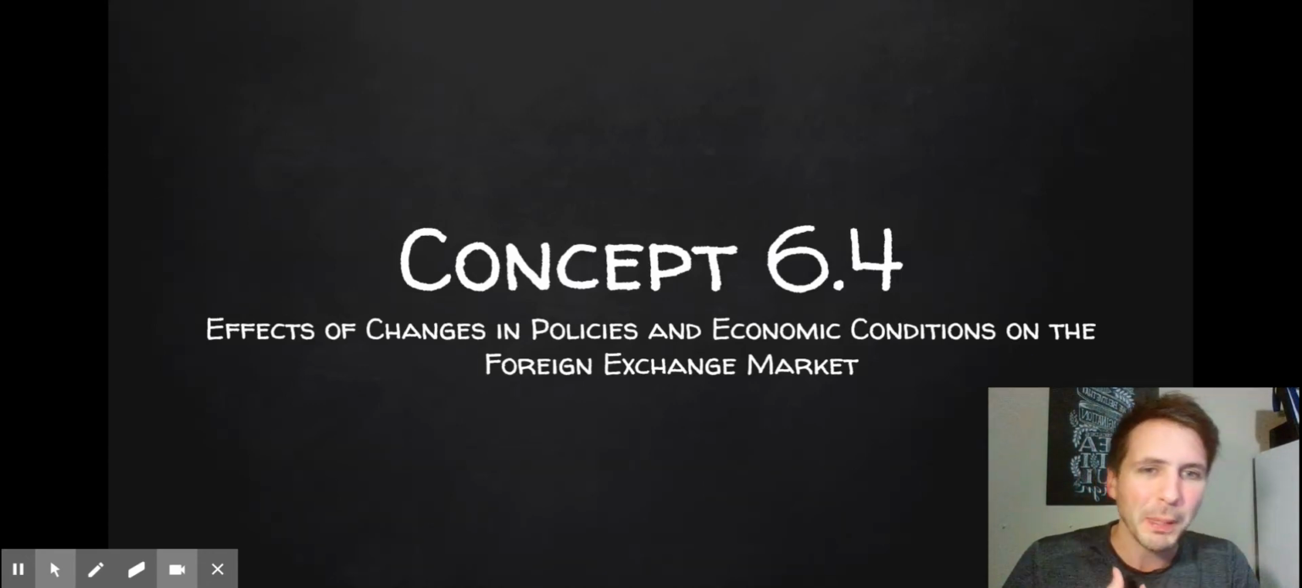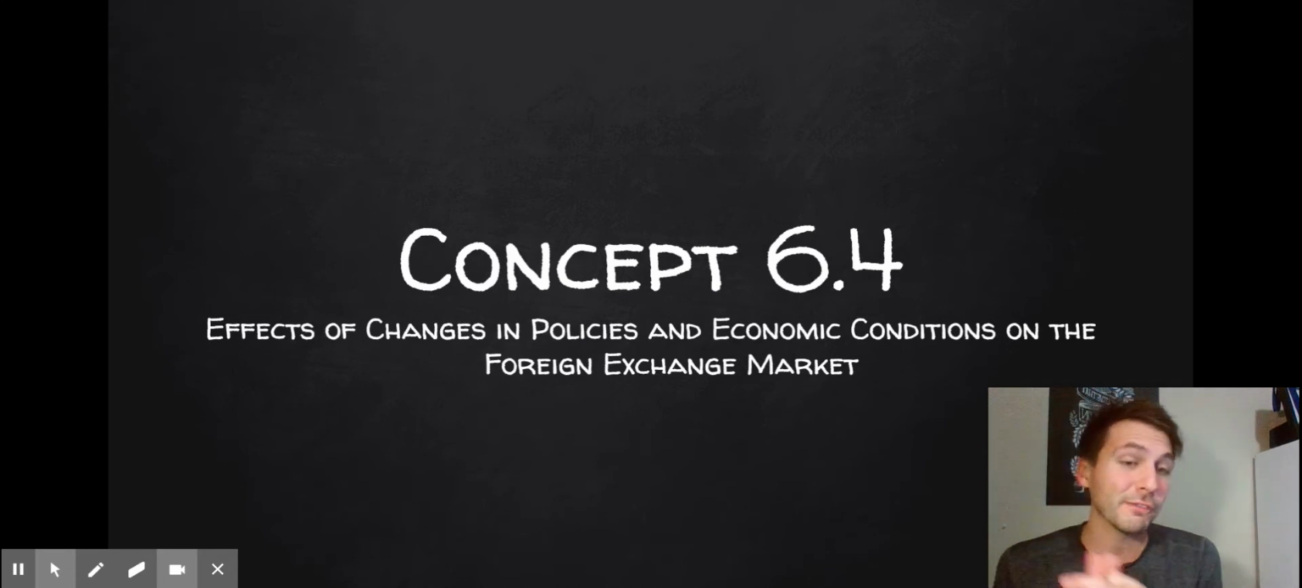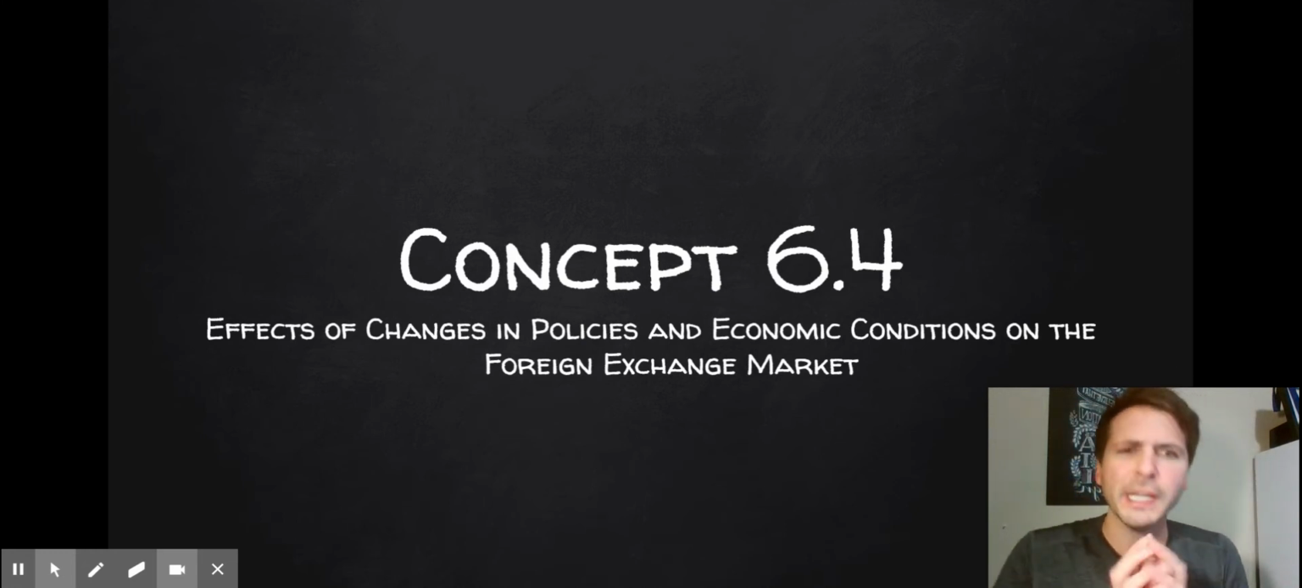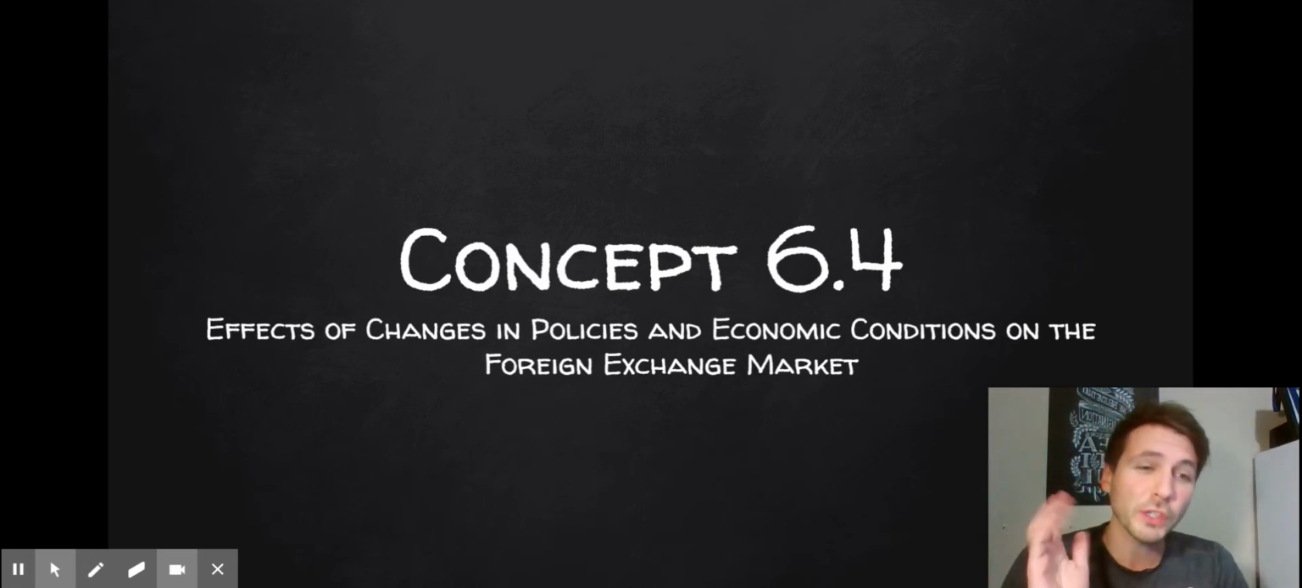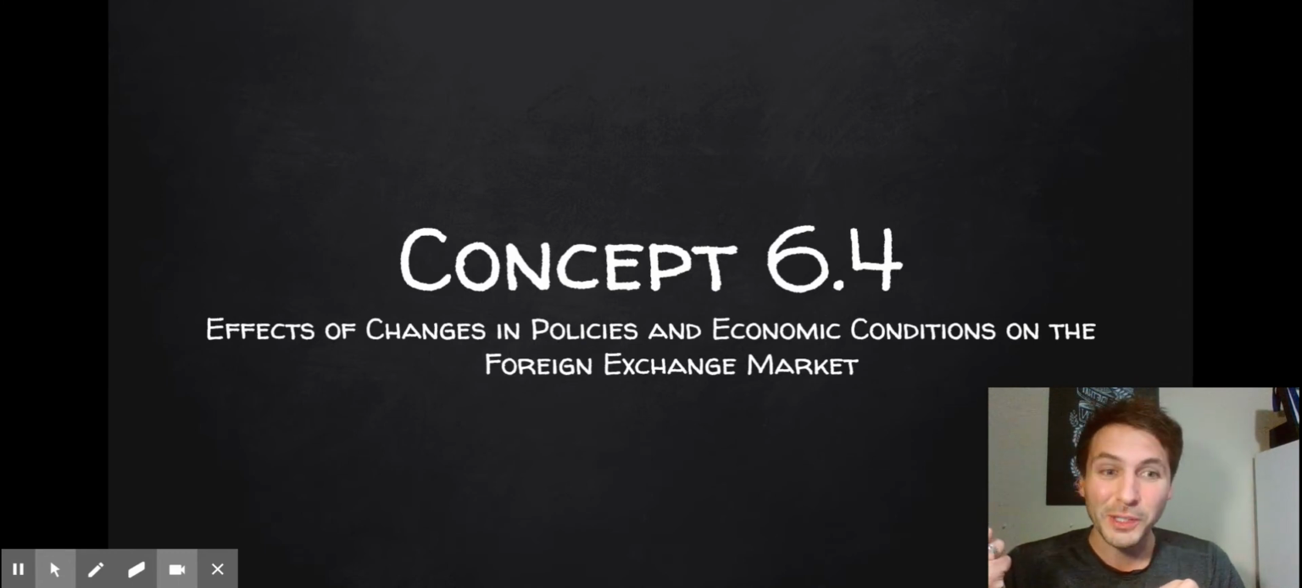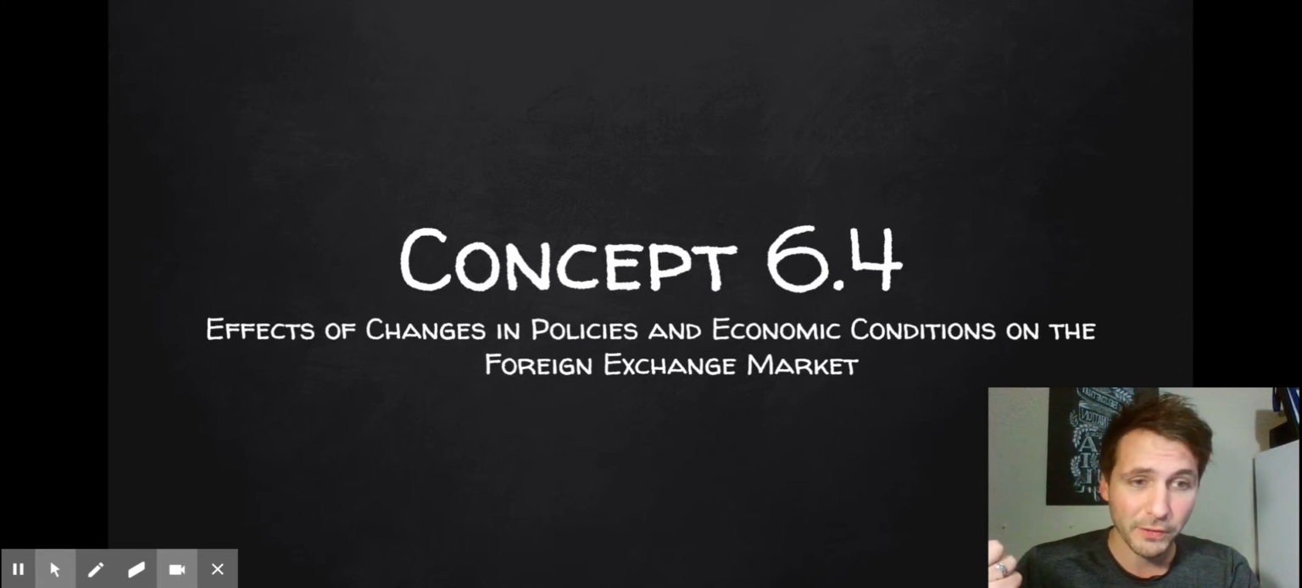We're looking at the effects of policies and economic conditions on the foreign exchange market. In other words, we're looking at shifters of demand and supply in the foreign exchange market. Here's the good news. Whenever you have a shift in the demand of one good, or one currency, I should say, not good, you're going to have a shift in the supply of the other currency. They always go in the same direction.